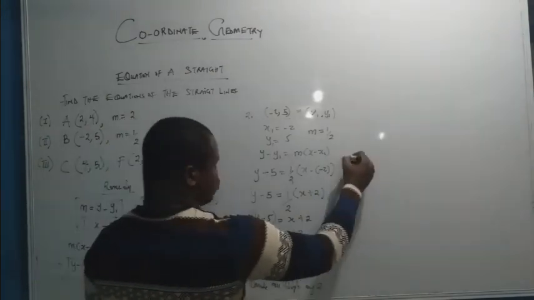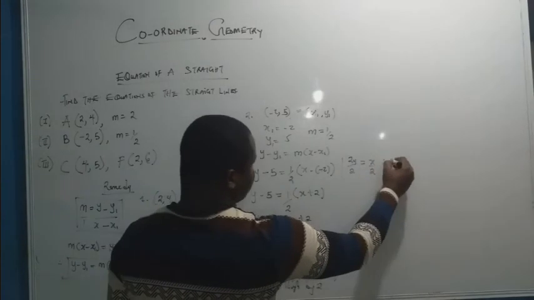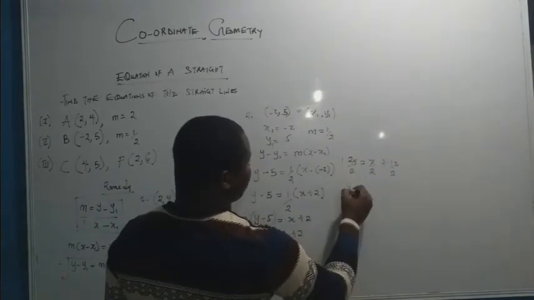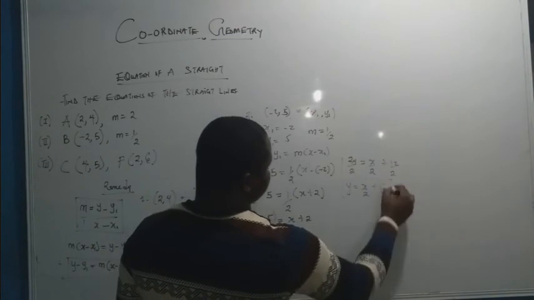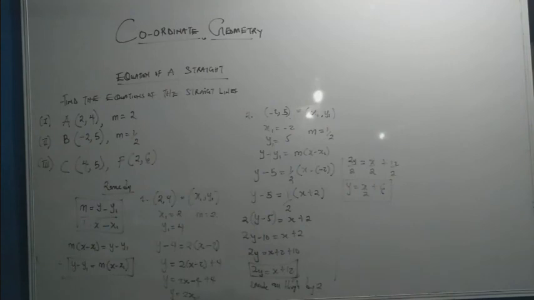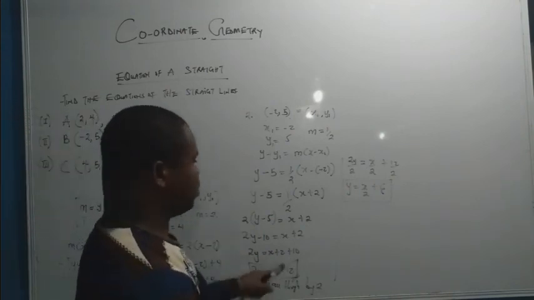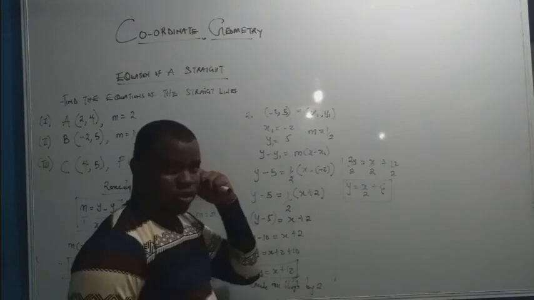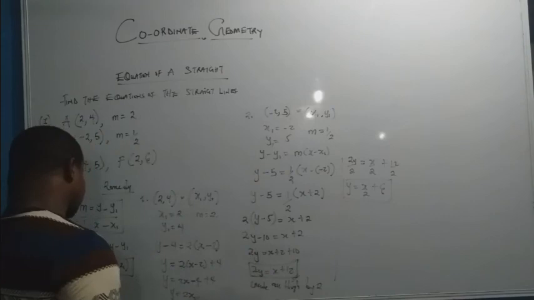So what will you have? We're going to have 2y over 2 is equal to x over 2 plus 12 over 2. So we have y is equal to x over 2 plus what? Plus 6. So this is also another answer. Is that clear? This is another answer, but they are the same. So whichever one you got is also correct.